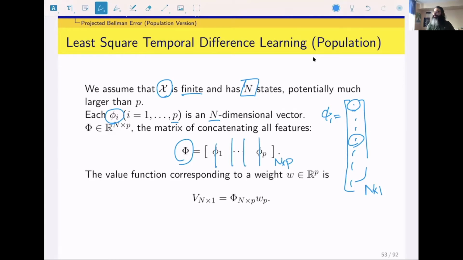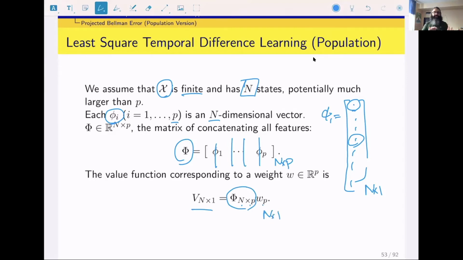And also the value function I can represent as an n-dimensional vector. So v would be an n by 1 dimensional vector, which, because it is represented in the basis of phi, can be written as capital phi times w. So capital phi is n by p, w is p by 1. So the dimension would be n by 1, as I wrote here. So that's the setup.